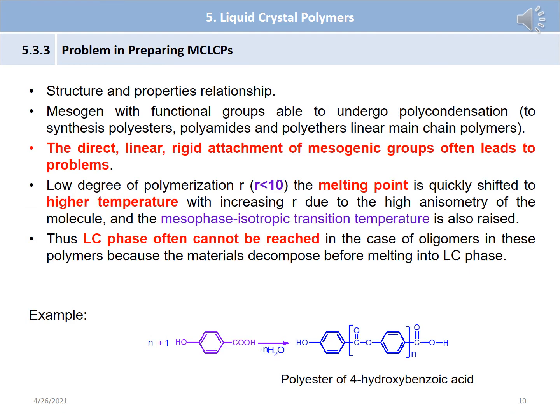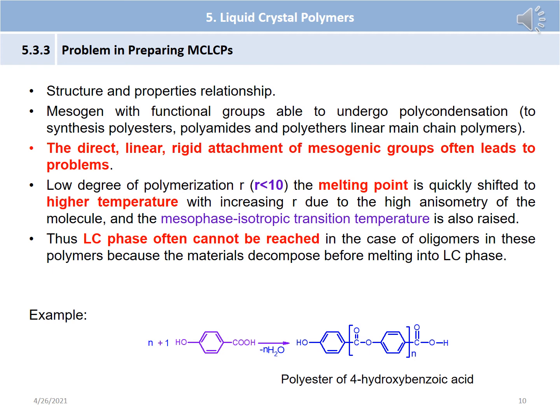Let's see the structure and properties relationship for main chain polymer liquid crystals. There is a problem that normally occurs when preparing main chain liquid crystal polymers. Mesogens with functional groups are able to undergo polycondensation to synthesize polyesters, polyamides, and polyethers, linear main chain polymers. The direct, linear, rigid attachment of mesogenic groups often leads to problems: low degree of polymerization, of less than 10. The melting point is quickly shifted to higher temperature with increasing R due to the high anisometry of the molecule, and the mesophase to isotropic transition temperature is also raised. Thus the liquid crystal phase often cannot be reached in the case of oligomers in these polymers because the materials decompose before melting into the LC phase.